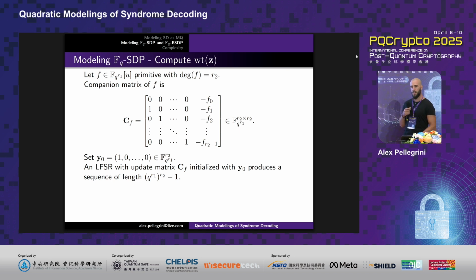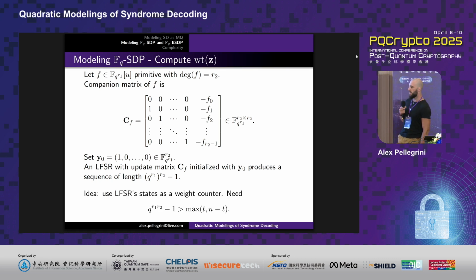And the idea now is to replace that binary counter that was in the previous modeling with LFSR states as a weight counter. And we need this condition in order to capture the right solutions. Otherwise, in the system we could get some solutions that have higher weight, with the LFSR just wrapping around its own period, and we don't want it to count solutions which have higher weight than t.